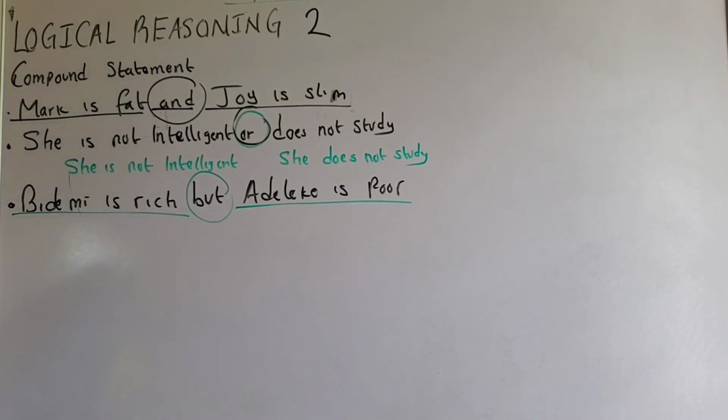Now, let us look at various types of connectives. Okay, we have various types of connectives. We are going to talk about number one, conjunction.